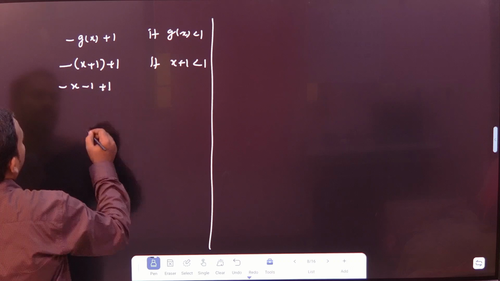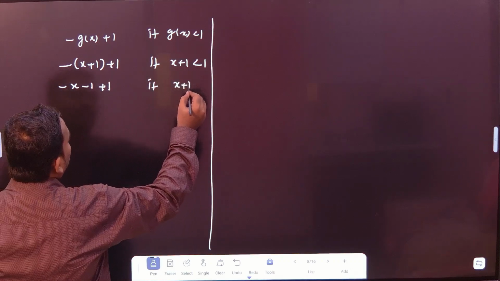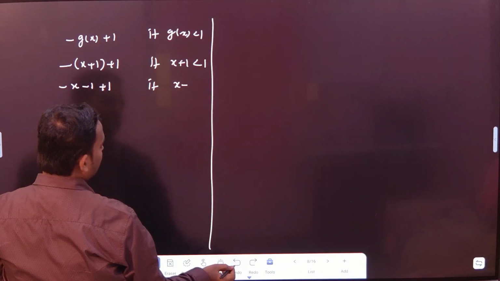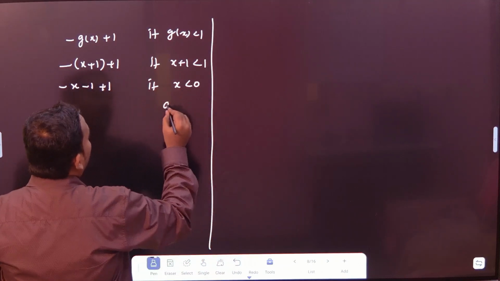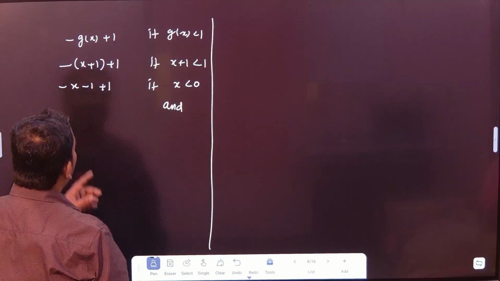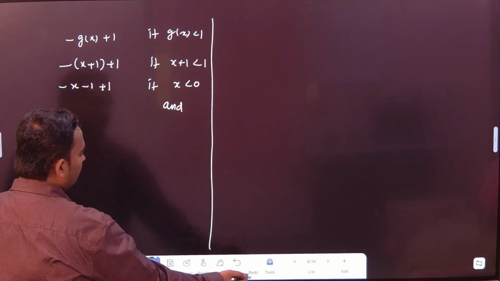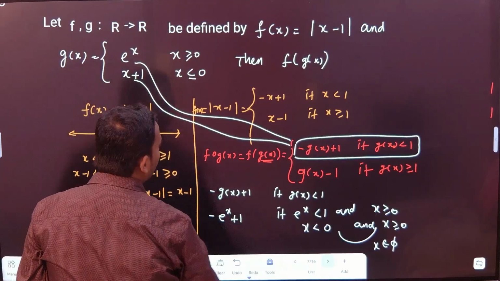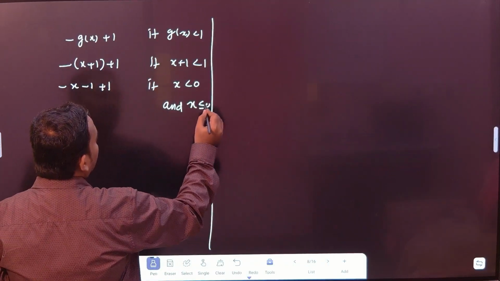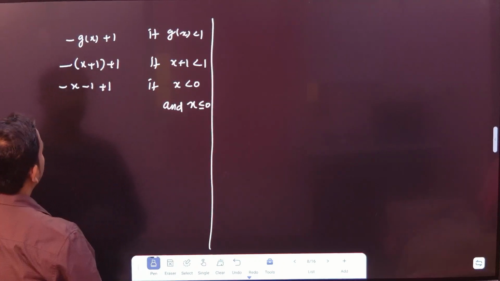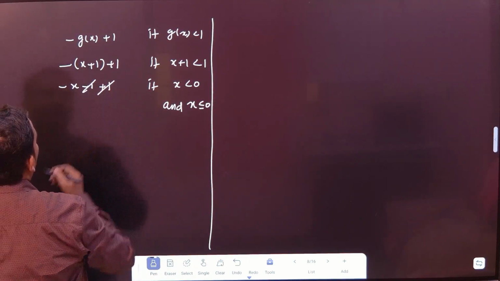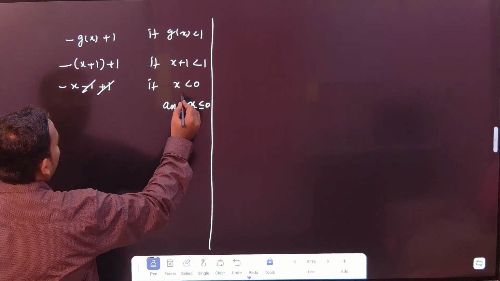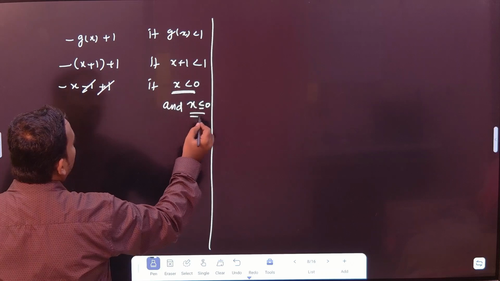Minus plus 1, right? If x plus 1 is less than 0. Sorry. x is less than 0, right? And when will x plus 1 be possible? When x is less than or equal to 0. You can take that, which is also less than or equal to 0. Okay. You can simplify this one: minus x minus 1. So plus 1 will be cancelled. You can observe these two things.